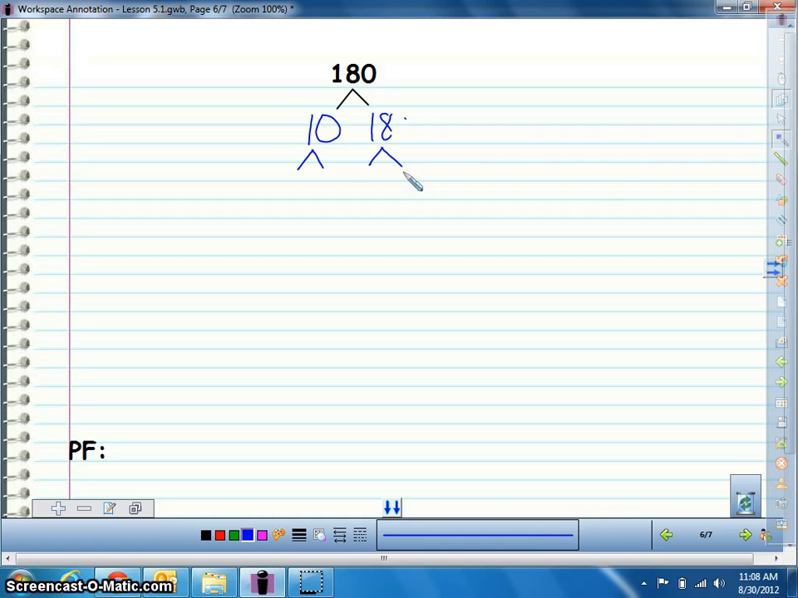What are the factors of 10? Well, 2 times 5 equals 10. So I'm going to put those two numbers down, 2 and 5. And then 18, I can get 18 by taking 2 times 9. So I'm going to put 2 on this leg and a 9 over here on this leg. Now I need to ask, are they composite or are they prime numbers? Well, I know 2 is a prime number. What about 5? Yeah, the only way to get 5 is to take 1 times 5, so that means it's a prime number. 2 again.